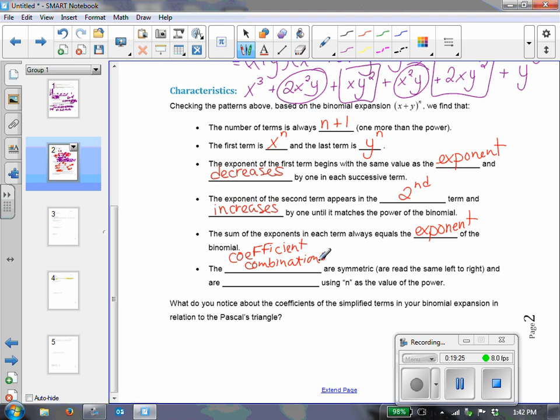Okay, the coefficient combinations are symmetric. They read the same left to right and are blank using n as the value of the power. I can't remember what I put in that blank. Did you leave it blank on your paper? I can't remember. We'll come back to it. We've got to get through 3 more pages.